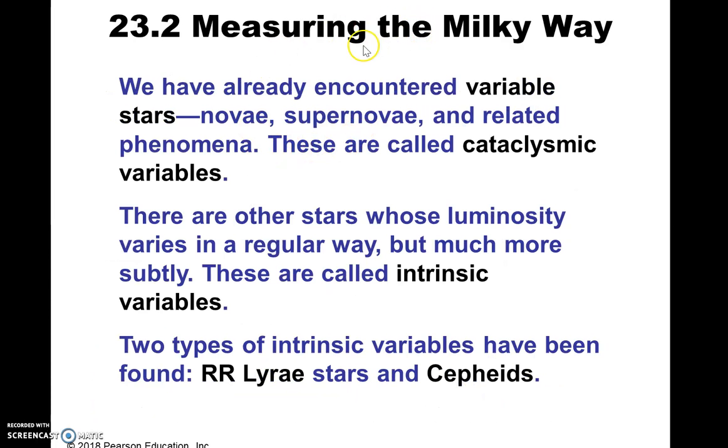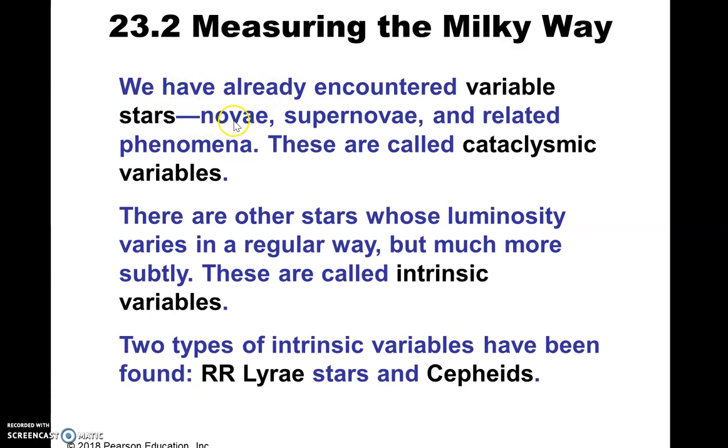One of the things that we first encounter when we start studying the Milky Way is our use of these variable stars. All right, so let's talk about some of the variables that we've encountered up to now. A variable star in general is just a star that changes brightness.